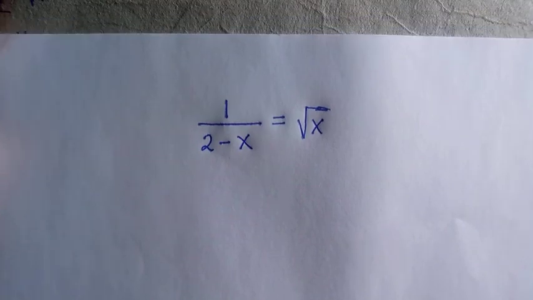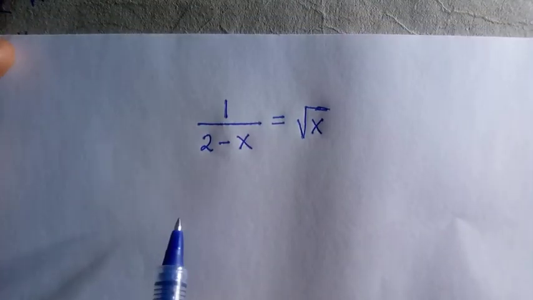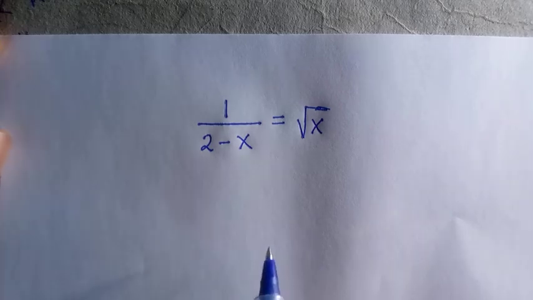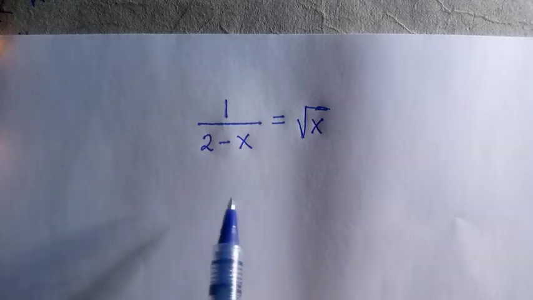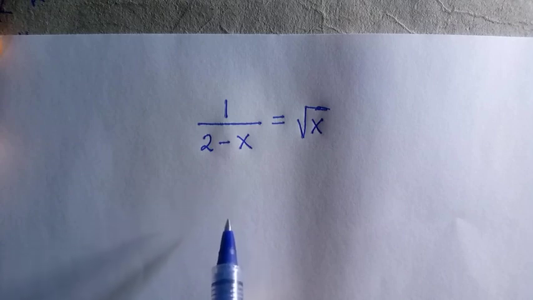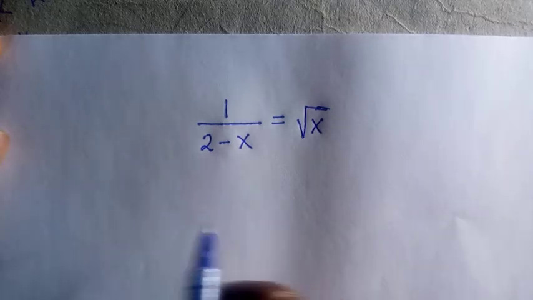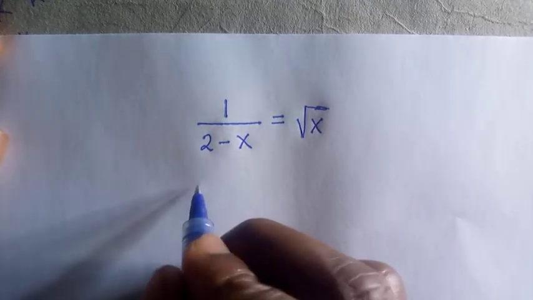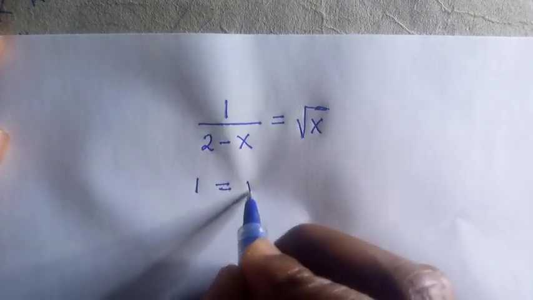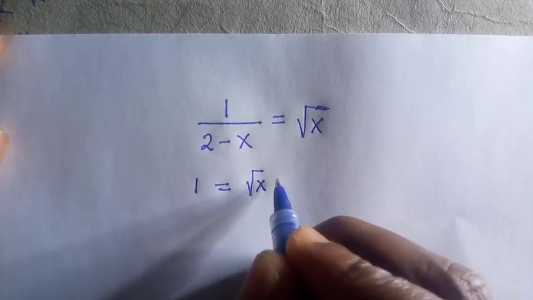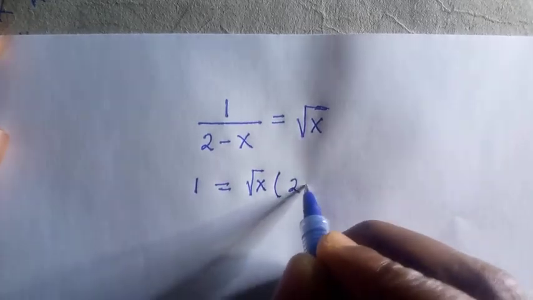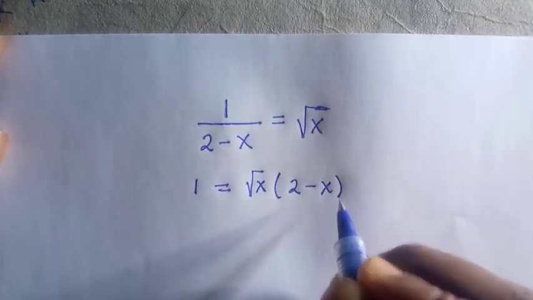We want to find the value of x given that 1 divided by 2 minus x equals the square root of x. Looking at this, we have 1 as a solution, but how can we get the other solution that satisfies this? Here we are going to cross multiply. By cross multiplying, we have 1 equals the square root of x times (2 minus x).